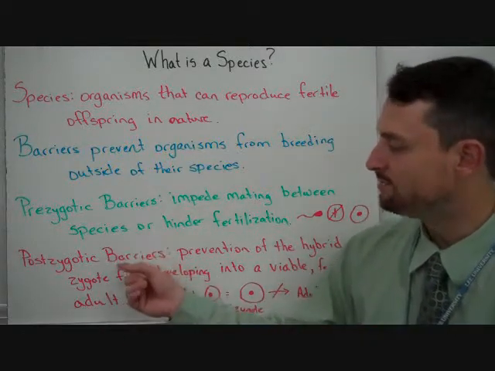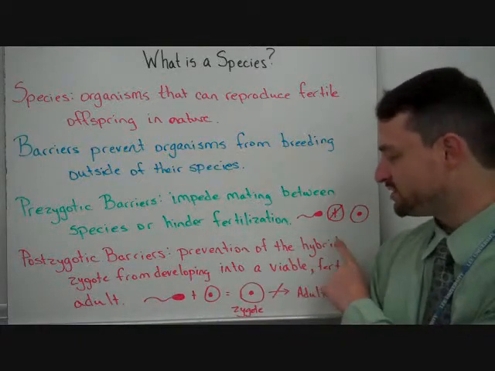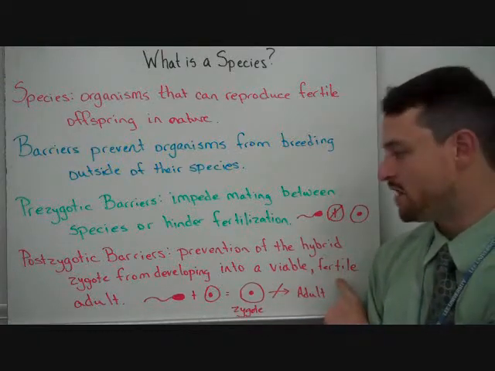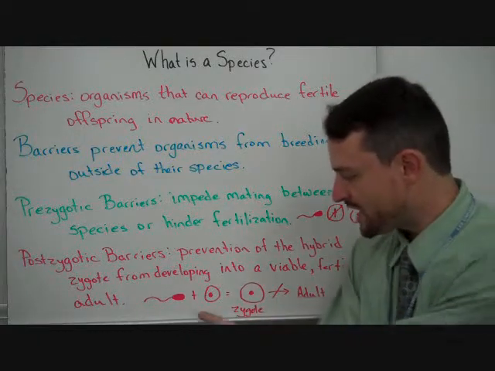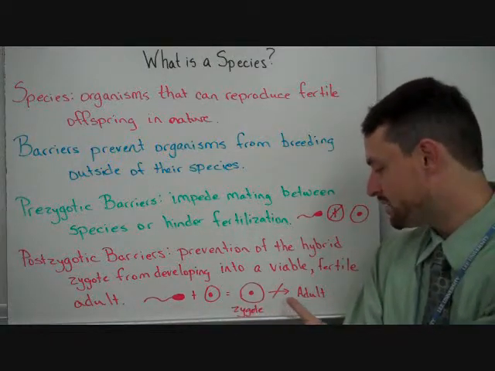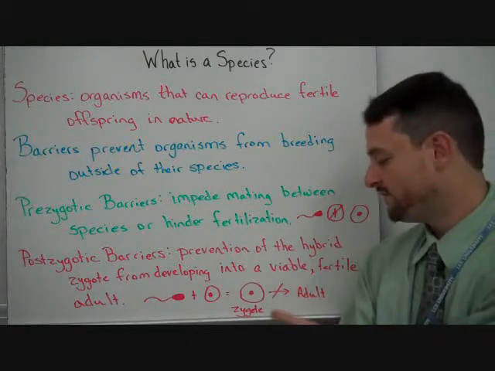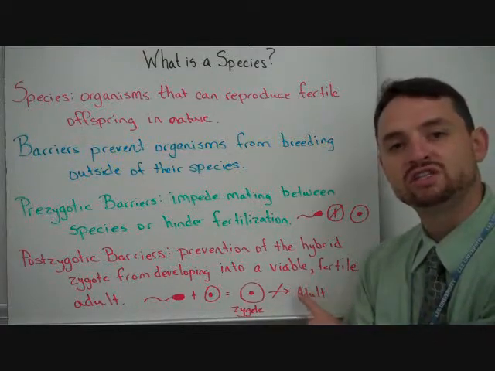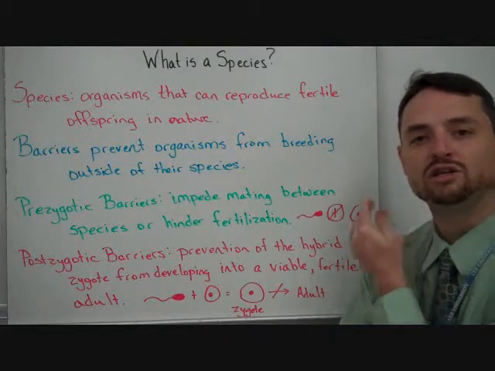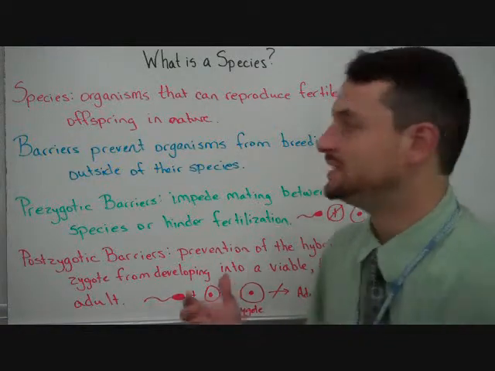The next type of barrier is called a post-zygotic barrier, and these are preventions of the hybrid zygote from developing into viable or fertile offspring or adults. So the sperm is uniting with the egg, but the zygote is either discarded, or develops into an adult that is sterile, or develops into an adult but the next generation is what we call breakdown. And we'll talk about all three of those in more detail.